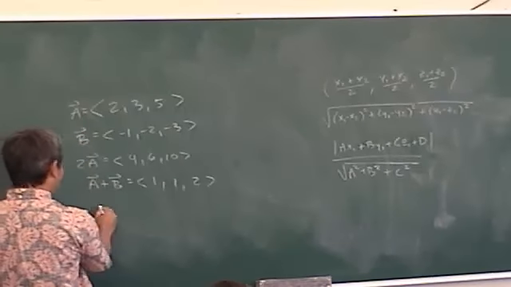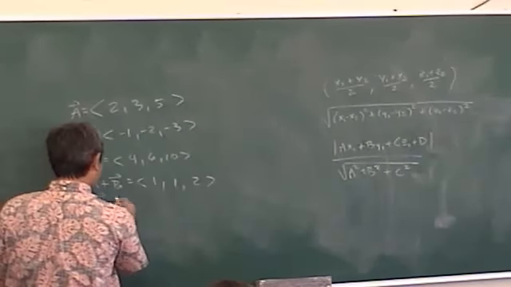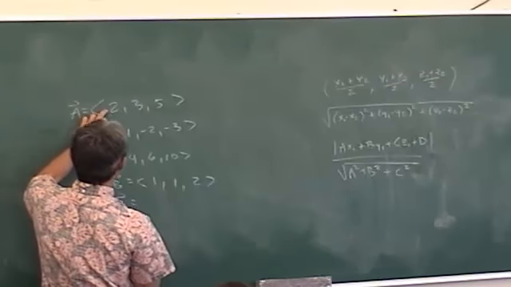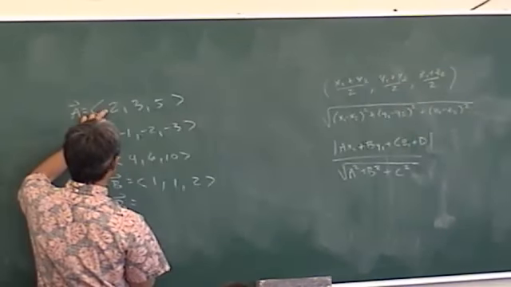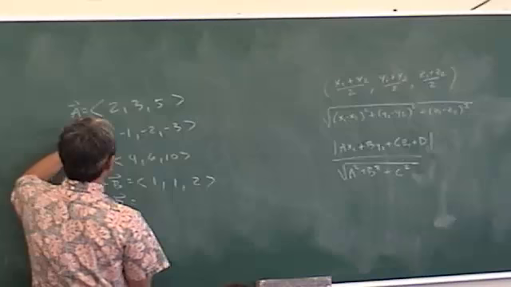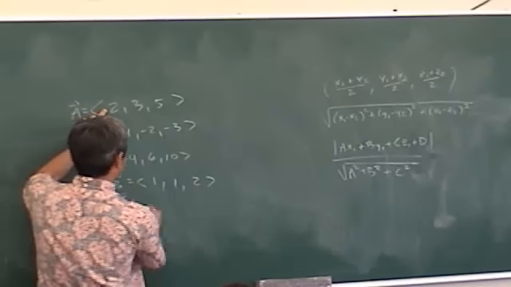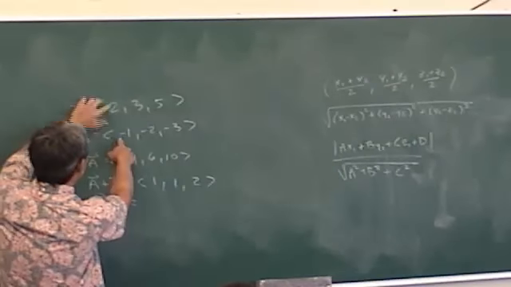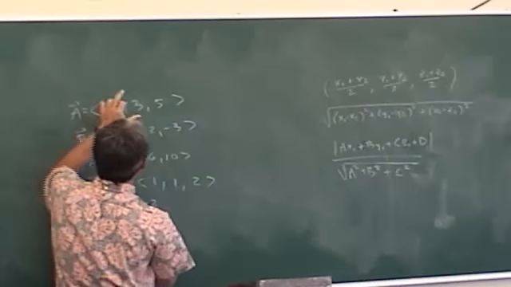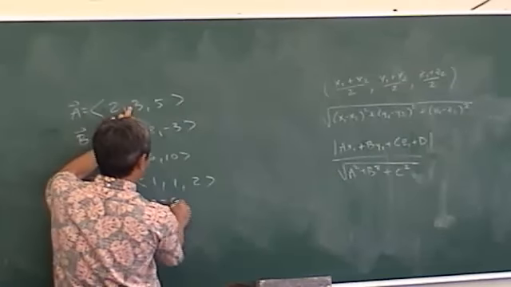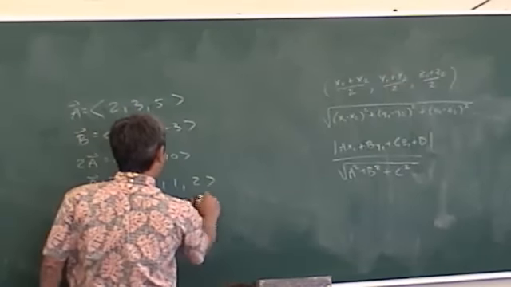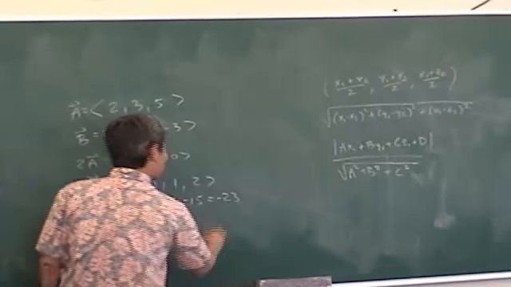How do you find the dot product? Same thing. You multiply the x components: you cannot multiply the x components, it's -2. Multiply the y components. Multiply the z components. And then add them up. -23. That's the dot product.